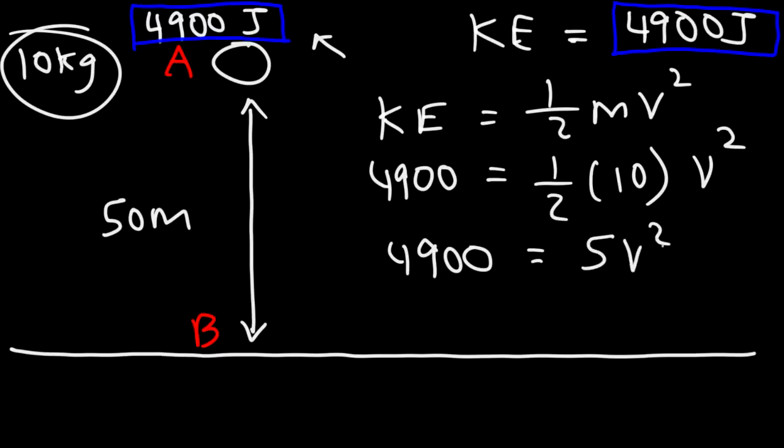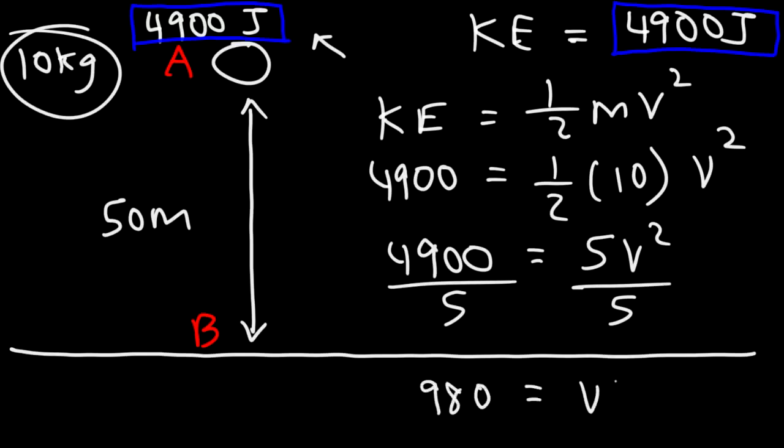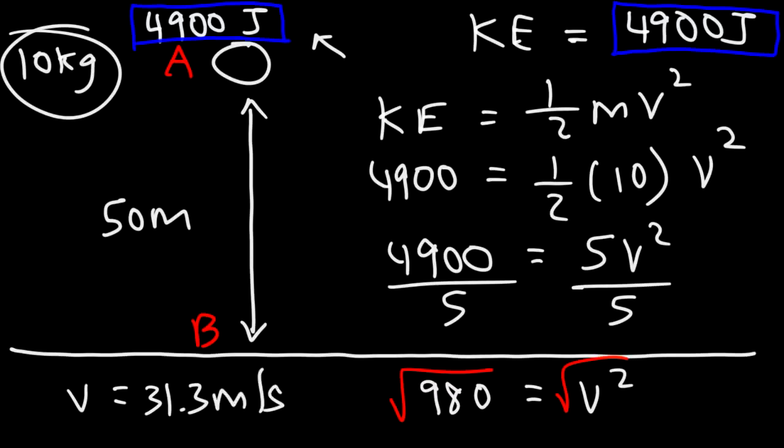And so at this point, it's all math. Our next step is to divide both sides by 5. 4,900 divided by 5 is 980. And so that's equal to v squared. Next, we're going to take the square root of both sides. And the square root of 980 is approximately 31.3. So the object is going to be moving at a speed of 31.3 meters per second just before it hits the ground. And so using the principle of conservation of energy, you could answer questions like these.